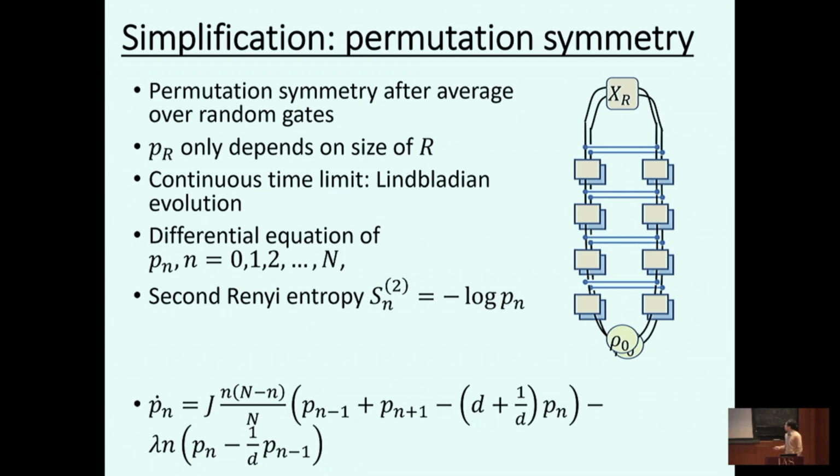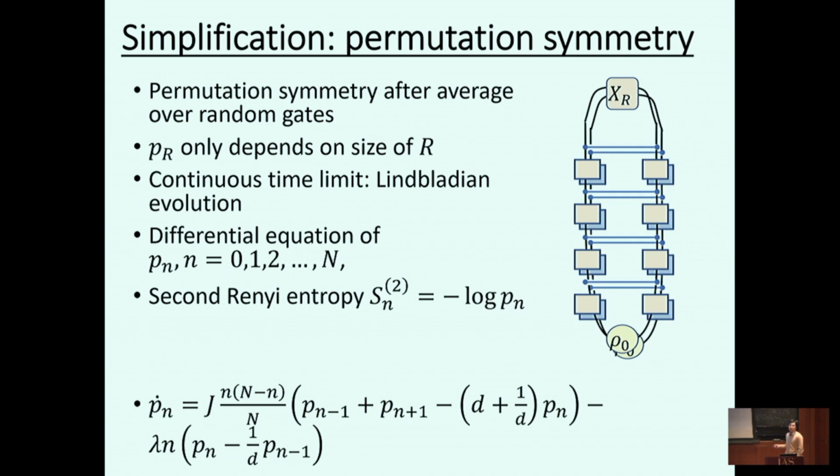So you have the purity of any region with size n. The time evolution of that depends on the purity of regions with smaller and bigger size, and there is a constant term here. And the property of this differential equation is it has 2 solutions that are static in time. One is exponential decaying, one is exponential growing.